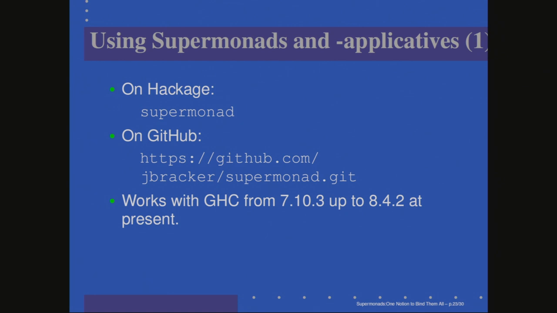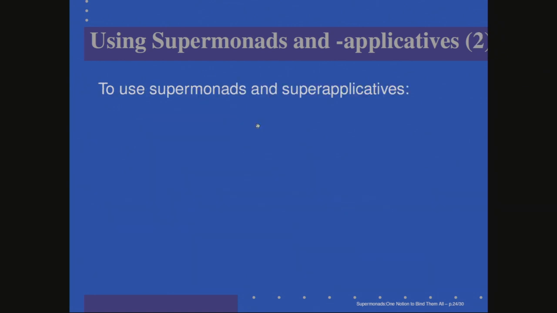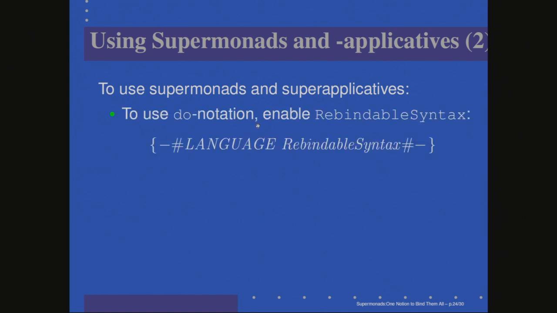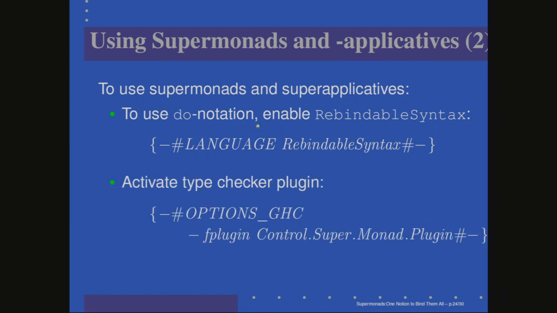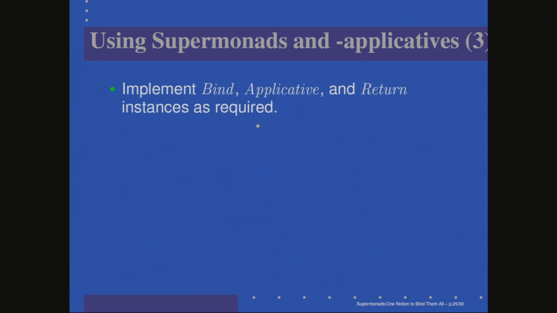So that's cool. And what do you actually need to do if you want to use this stuff then? Well, you do this. If you want to use the do notation, you enable rebindable syntax. And then you activate the type checker plugin in the way that Gabe described earlier today. And then you import Control.Supermonad.Prelude, so you get a standard library tailored for supermonads. And then you implement your supermonad, whatever your supermonad of the day might be. Okay, and that's it.